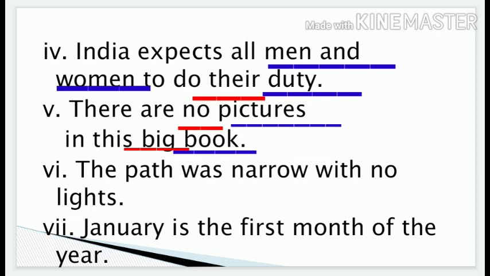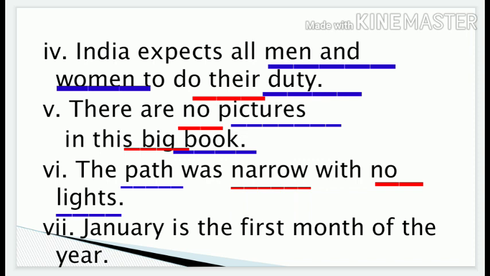The next sentence is: the path was narrow with no lights. Here the word narrow is describing the noun path. So narrow is underlined with red, and path is underlined with blue. And no lights: here the word no is describing the noun lights. So no is underlined with red, and lights is underlined with blue.